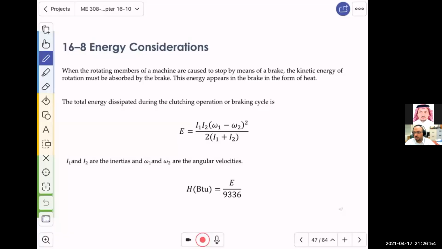Okay, Assalamu alaikum shabab. In this recording, we are going to cover two important aspects for clutches and brakes, which are basically the energy considerations. A very little topic, which just shows you how the energy is calculated. There is an excessive energy being generated or dissipated during the application of the clutch or the brake.